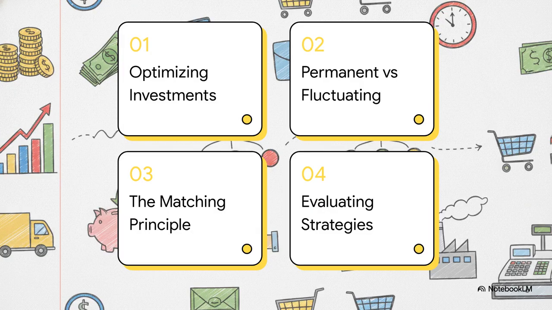Here is our roadmap for today. First, optimizing current asset investments, then permanent versus fluctuating assets, followed by the matching principle, and finally, evaluating funding strategies. Let's get right to it.